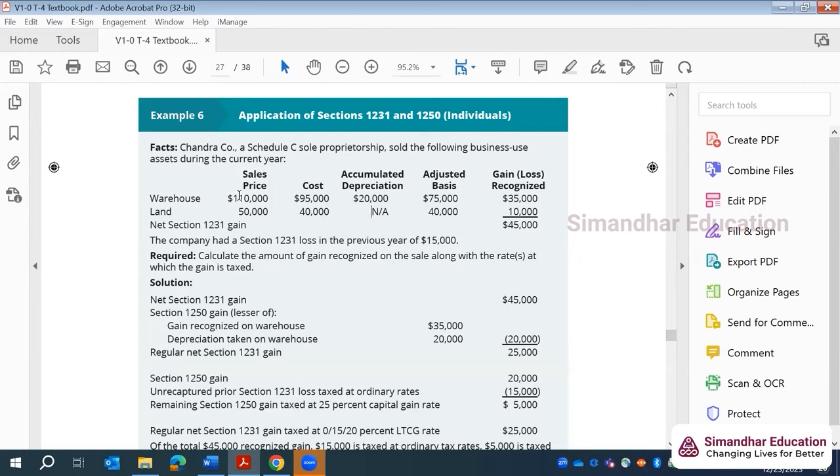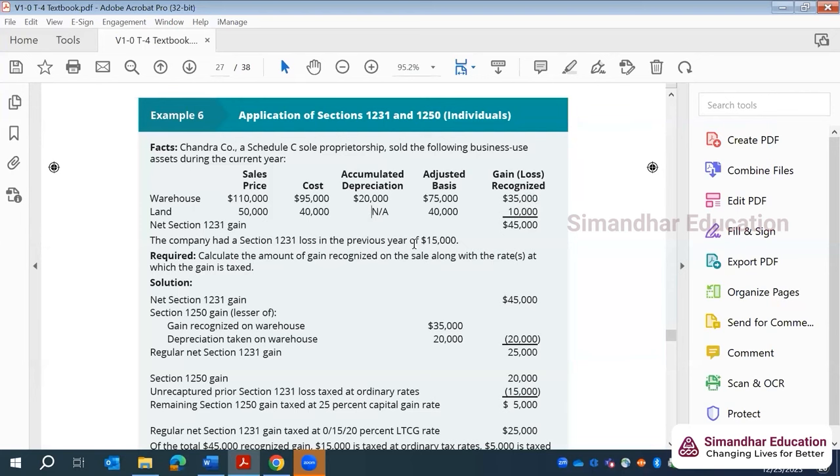And then you see land. Land, obviously, we don't depreciate. So land had a sale price of $50,000. Cost was $40,000. There's no depreciation to it. So what is the gain on the land? I bought it for 40. I sold it for 50. So my gain is $10,000 here. And what is this gain? It is Section 1231 gain.